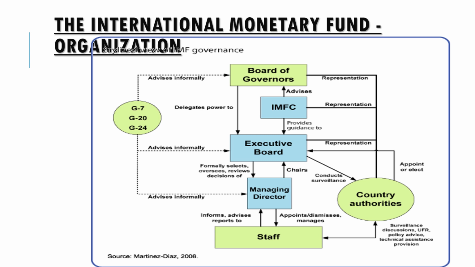creates reports, right? Then they have country authorities, which would update the International Monetary Fund structures about the situation. They would also appoint people to the Executive Board. You can see that there are strong relations with the G7, G20, and G24, which are working as advisors both for the Managing Director and the Board of Governors. Okay, and that's pretty much it.